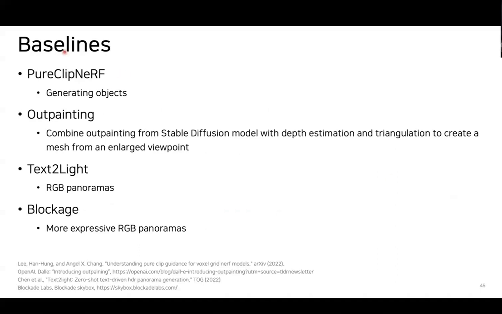Next is the experiment. So there are some baseline works to compare. First one is the method for generating objects, and the second one is the method for generating enlarged viewpoint images with a text-to-image model. And the third one is a method for generating RGB panoramas. And the final one is a method for generating more expressive RGB panoramas.